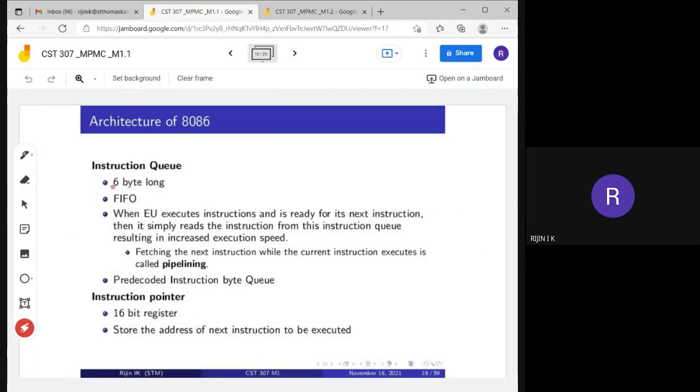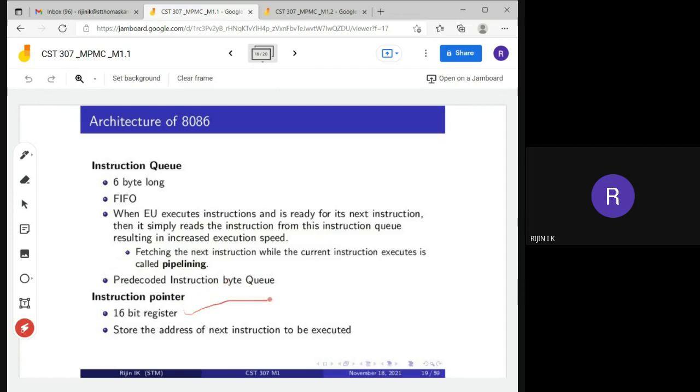The instruction queue is a 16-byte long FIFO. What is the duty of the instruction queue? When the execution unit finishes executing an instruction and is ready for the next one, it simply reads the instruction from this instruction queue, increasing the execution speed. This is what we call pipelining. This instruction queue is also called the pre-decoded instruction byte. And there is an instruction pointer.